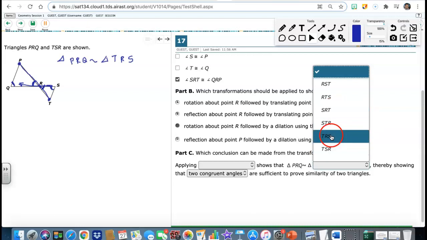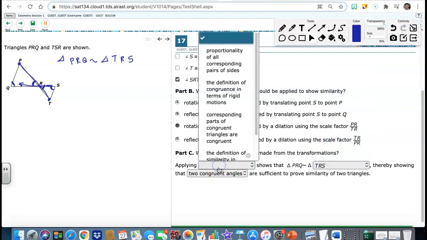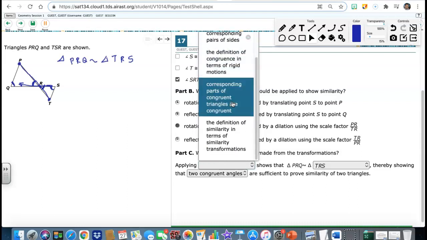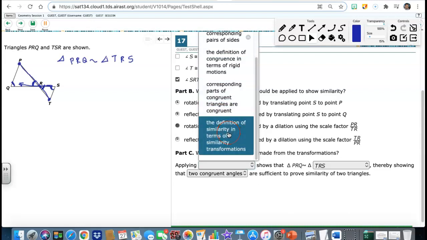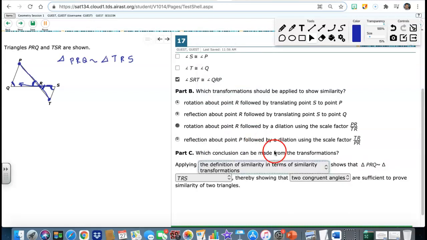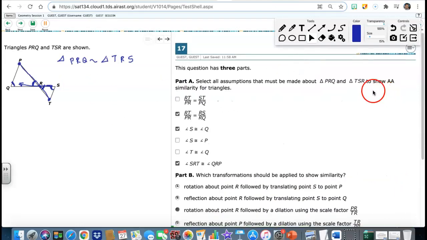TRS. All right, applying what? Proportionality, no. Definition of congruent in terms of rigid motions, no. Corresponding parts of congruent triangles, no. Definition of similarity, yes. The definition of similarity in terms of similarity transformations, that's what we're talking about. We're talking about similar triangles. It shows that these two triangles are similar, thereby showing that two congruent angles are sufficient to prove similarity of two triangles. Yes, because we're looking for angle similarity, remember the description of the question. All right, excellent. Let's go to 18 now.